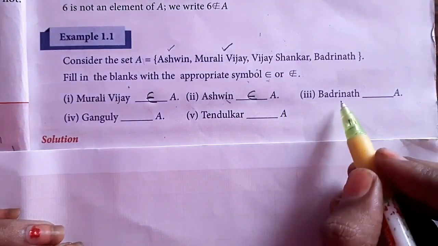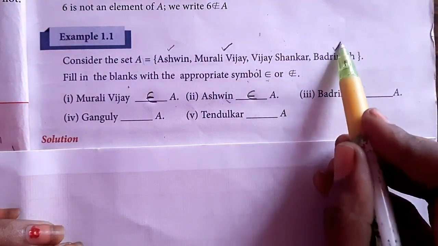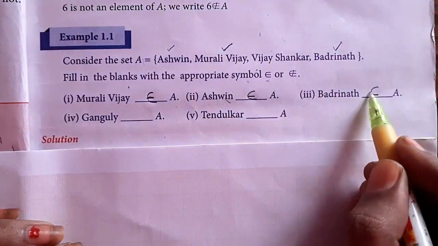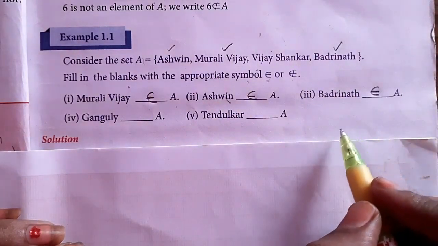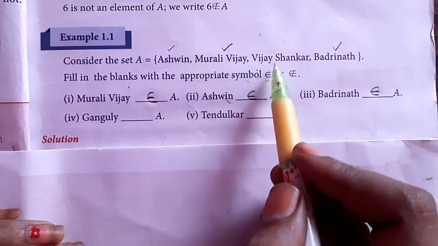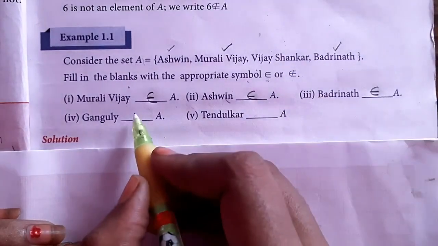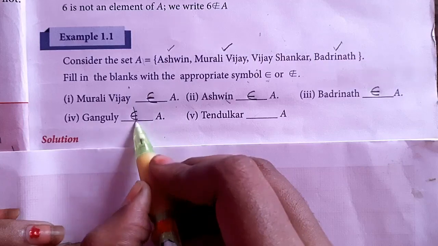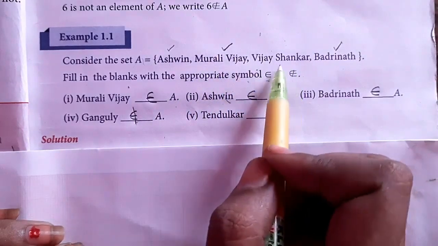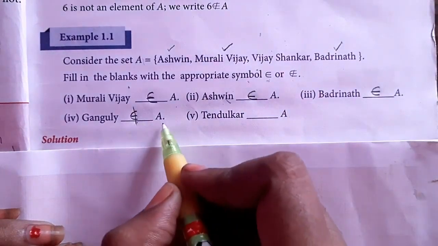Okay. Then Badrinath, belongs to or does not belong to? Look, it is belongs to, because Badrinath is in the set A. So we can write Badrinath belongs to A. Then Ganguly. Check whether Ganguly is here. No, Ganguly is not here. So we can write Ganguly does not belong to the set A. Just check the set A. Ashwin is here, Murali Vijay is here, Vijay Shankar is here, Badrinath is here. But Ganguly is not here. So does not belong to A.